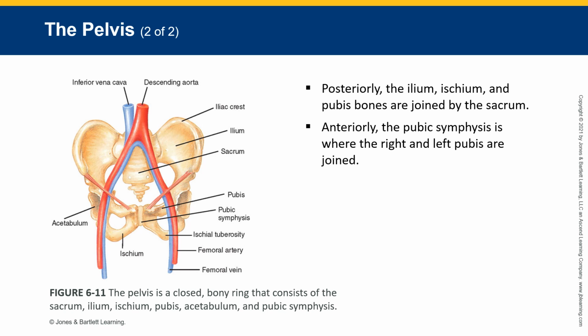The ilium, ischium, and pubis bones are joined by the sacrum. This is your hip, and the bone socket will go right there. And then your pelvis comes together. Like I said, males are usually more narrow, females are usually more wide. Then the pubic symphysis is where the right and left pubis are joined, so it's where the pelvis comes together.